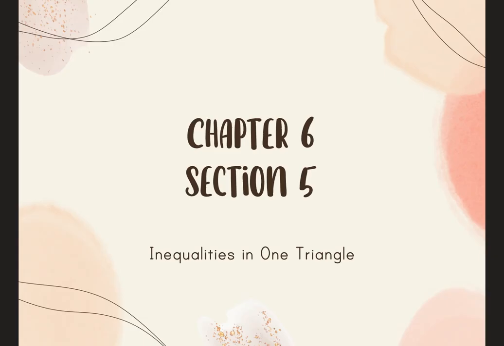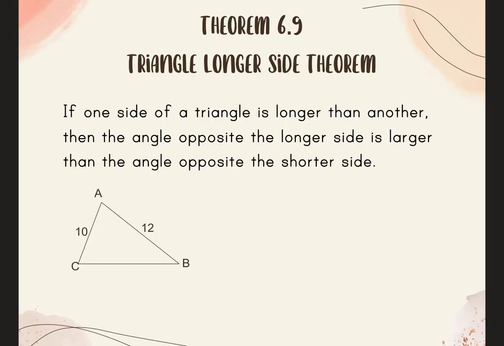All right, next up is 6.5, which is inequalities in one triangle. Theorem 6.9 says the triangle longer side theorem, and its name pretty much gives away what it says. If one side of a triangle is longer than another, then the angle opposite the longer side is larger than the angle opposite the shorter side. So in this diagram, we have two side lengths, a 10 and a 12.